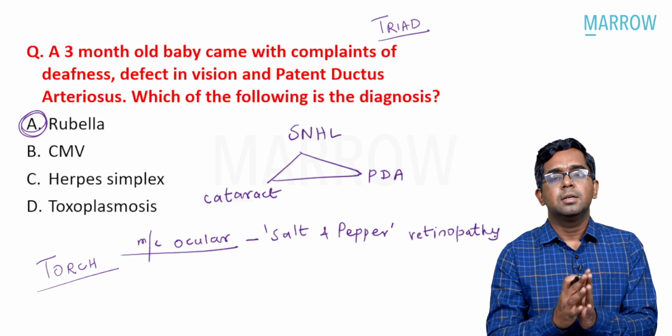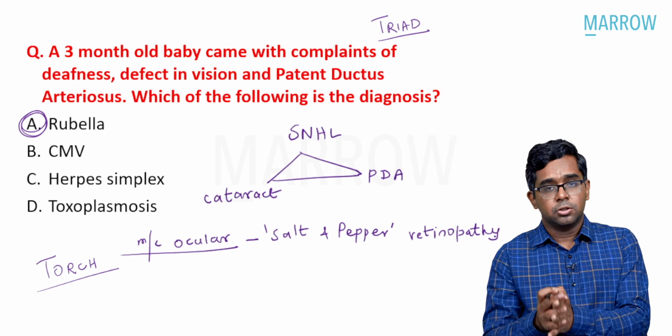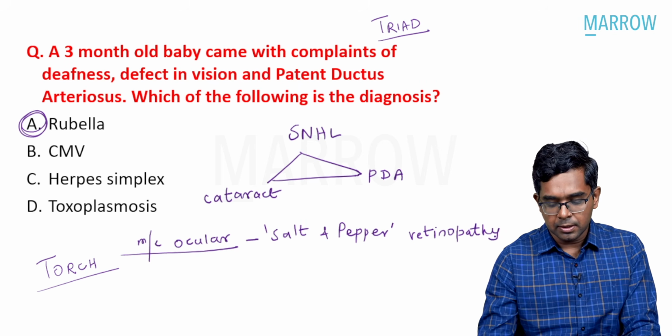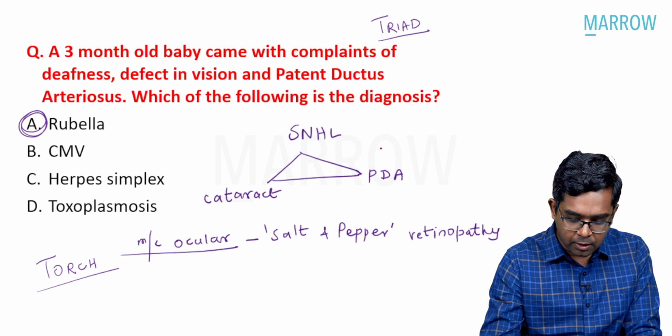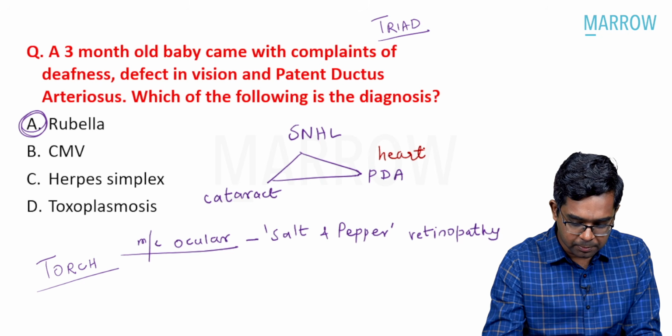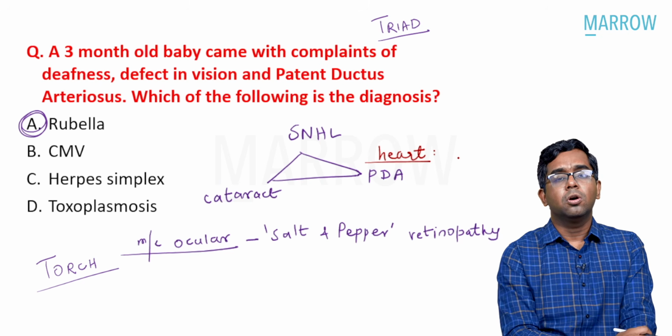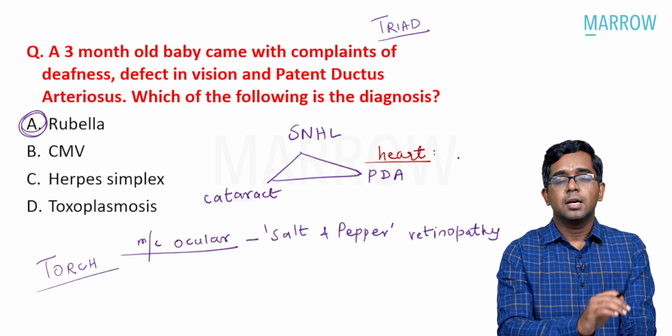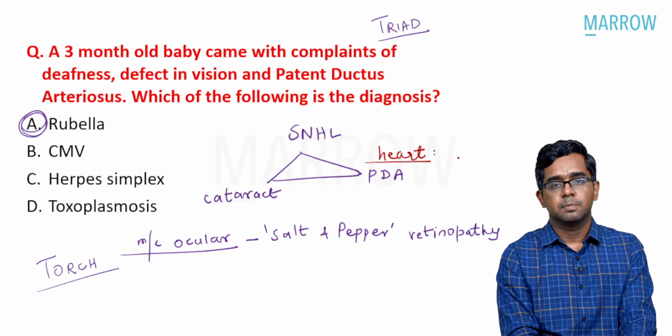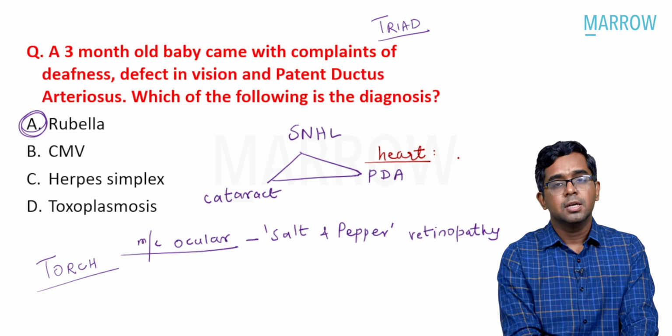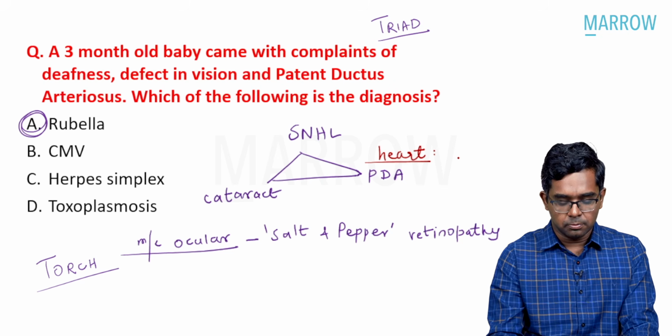And please remember, among the TORCH group, only rubella is characterized by heart defects in the form of patent ductus arteriosus. In all the other TORCH infections, heart defects are usually not a feature. These are some of the special points about congenital rubella syndrome which you should know.